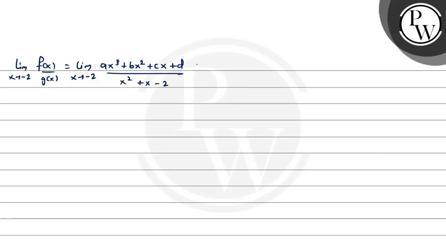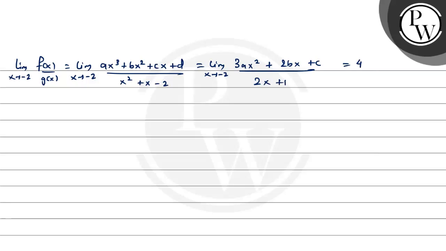Now let's apply L'Hopital's rule. So we have limit x tends to minus 2 f(x) by g(x) is equal to limit x tends to minus 2 of (ax cubed plus bx squared plus cx plus d) divided by (x squared plus x minus 2), which is now equal to limit x tends to minus 2 of the derivative of the numerator, that is 3ax squared plus 2bx plus c, divided by 2x plus 1, equals 4.